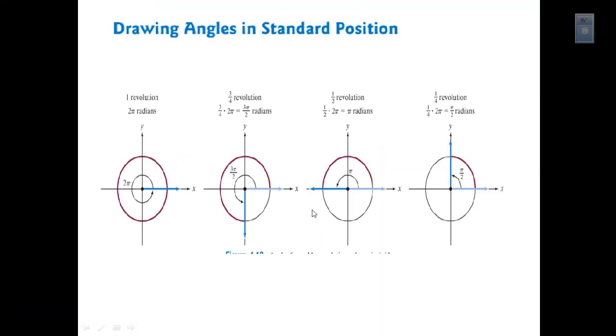All right, now to draw angles in standard position, you're going to start with putting your vertex at the origin. You're going to draw your initial side along the positive x-axis. Then you're going to sweep counterclockwise for a positive angle, clockwise for a negative angle. And here are just some examples. 1 whole revolution, 3 pi over 2, pi, and pi over 2.